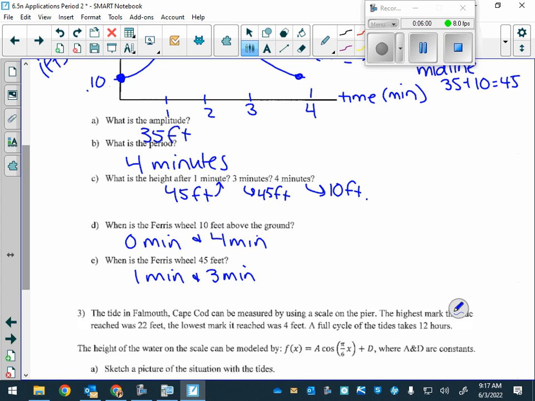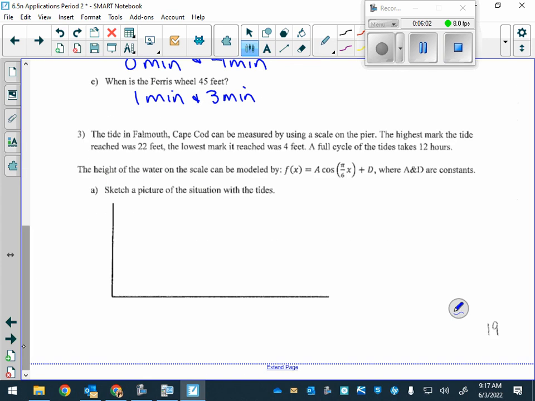So we're going to fill all of this out. And then when we get to the questions, I'll ask you the questions, but keep this on the board to help. Okay. So we're looking at tides now, which is a little bit different. And by using a scale on the pier, the highest mark it reached was 22 feet. So what is that? Okay. So our maximum is 22 feet. Okay. The lowest mark it reached was 4. What is that?